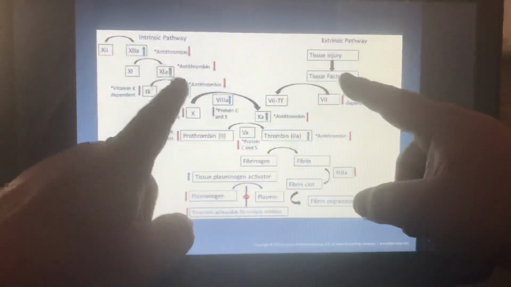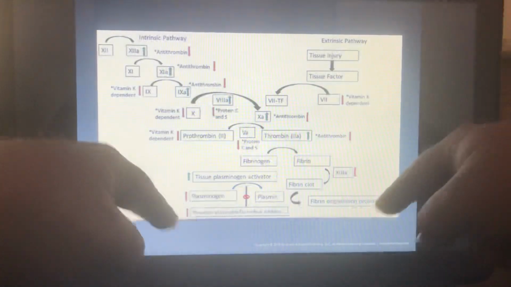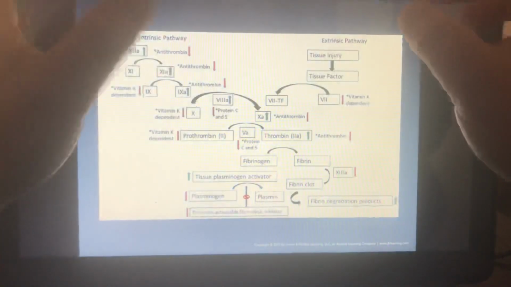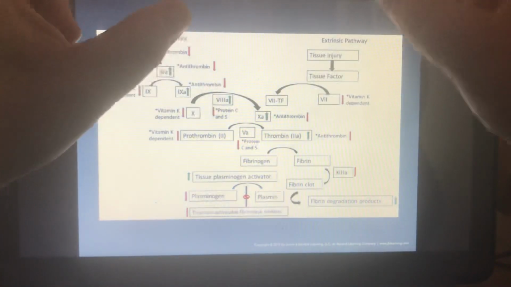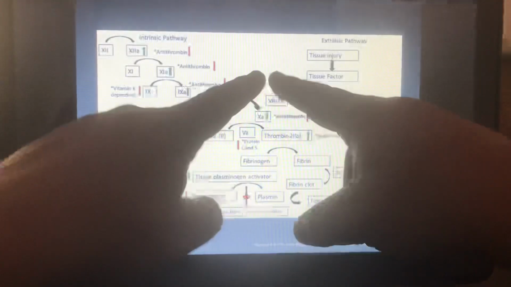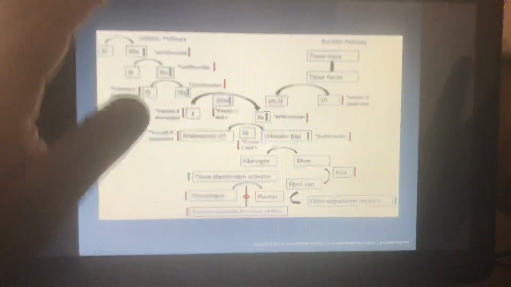But you'll notice these 2 pathways come together right about here. This right here is called the common pathway. So you have the intrinsic or the extrinsic. It doesn't matter how the bleed occurs. These are the steps they're going to take to get to a common point. This is called the common pathway. That's really what I want you to take home from this: the common pathway.